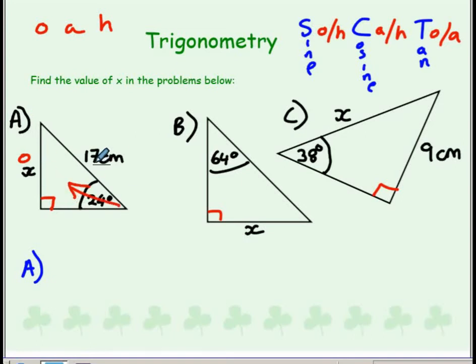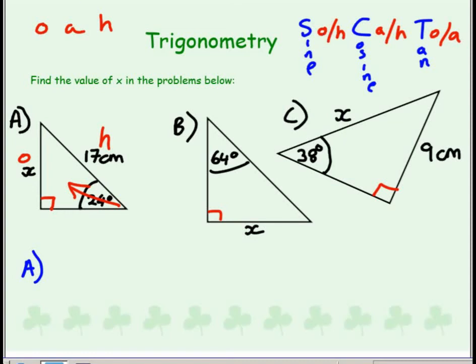Now, what about this one here? Is it the adjacent one or the hypotenuse? Well, two sides always touch an angle. The hypotenuse is the longest side touching the angle. So I put H there. Why don't I put anything here? Well, because there's no number or letter. So the two letters involved in this one are O and H.